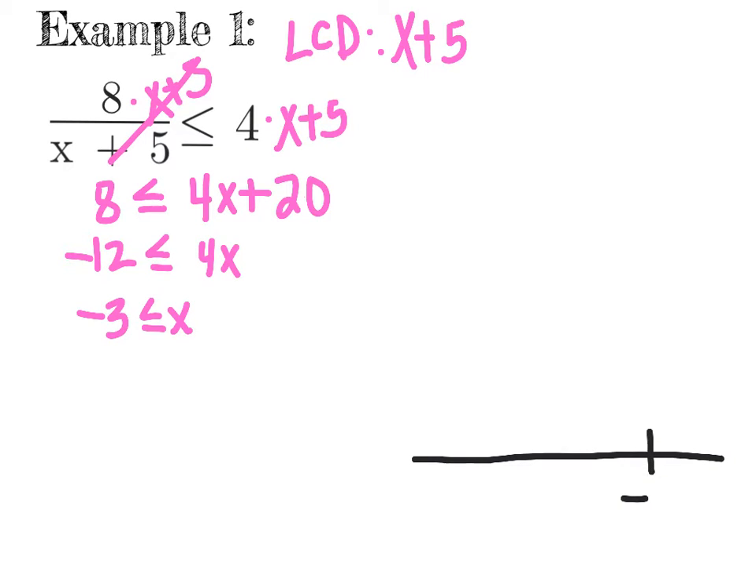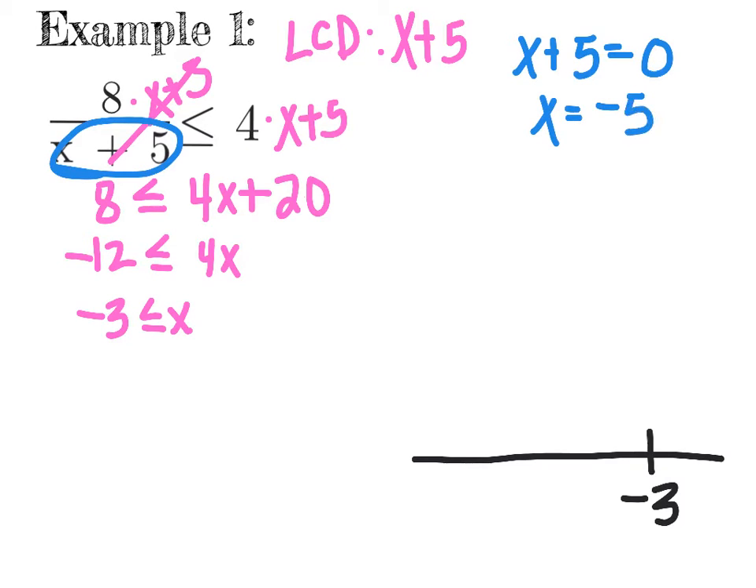So negative 3. Our other value for our number line is going to come from our denominator, which is x plus 5. So we take x plus 5, set that equal to 0, and solve, so x equals negative 5. So negative 5, x cannot be negative 5. That's one of our restrictions. But we have to put it on our number line to test because we need to determine our solution for this given rational inequality. So from here, we're going to test some values.